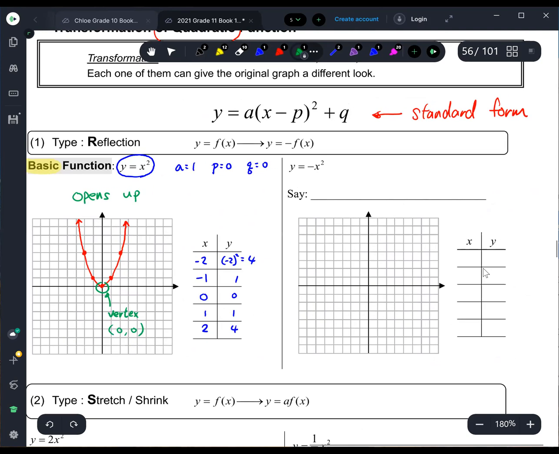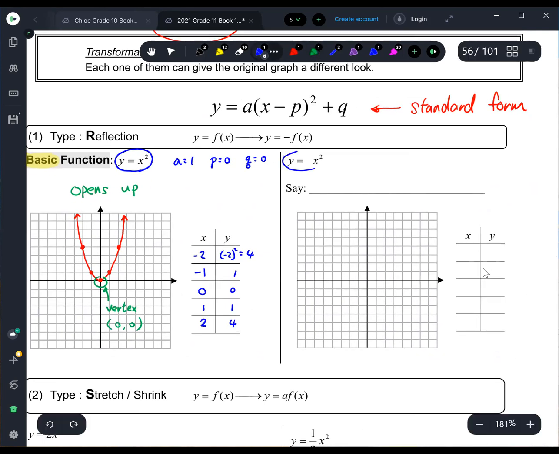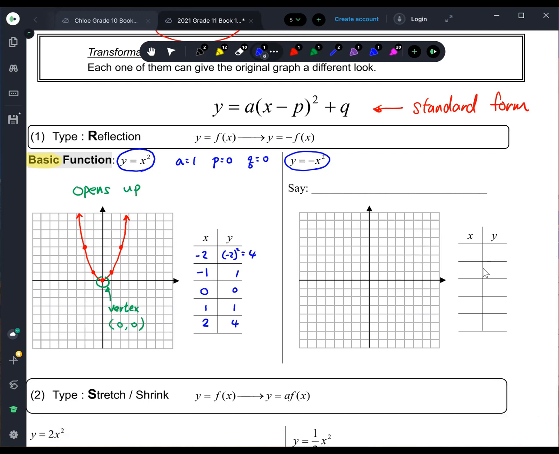For the right-hand side, same thing. We're gonna compare the two equations, the one on the left and the one on the right. What's the difference, Naomi? There's a negative. That's right. So if you write out the APQ, can you tell me the APQ for this one? A is 1. Is it -0? Negative 0 is the same as 0, so P is 0. Q is still 0. Then it's exactly the same as the first one.